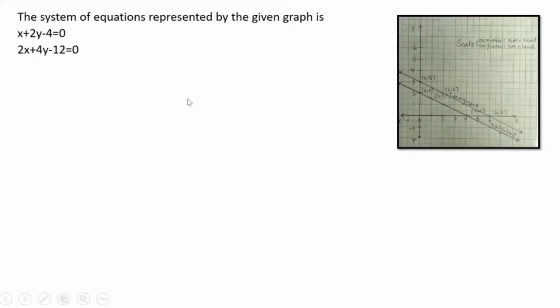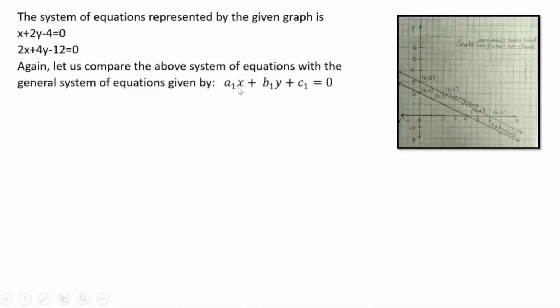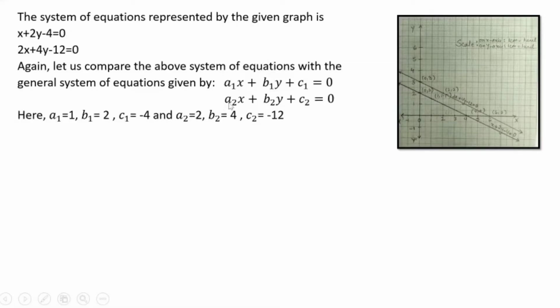Now let us compare these two equations with the general form a1x + b1y + c1 = 0 and a2x + b2y + c2 = 0. So a1 is equal to 1, b1 is equal to 2 and c1 is equal to minus 4. In exactly the same way, a2 is equal to 2, b2, the coefficient of y, is equal to 4 and c2 is equal to minus 12. What is a1 upon a2? Clearly, A1 upon A2 comes out to be 1 upon 2. What about B1 upon B2? B1 upon B2 is 2 upon 4, which is also equal to 1 upon 2.